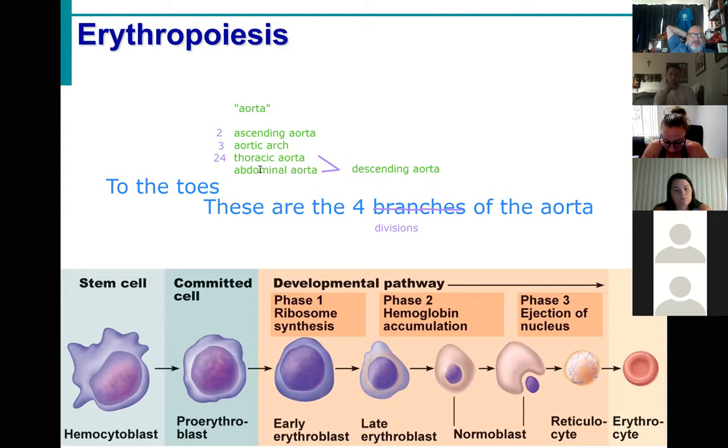And anybody remember how many came off of the abdominal aorta? Four. Well, it's more than four. We had the superior and inferior mesenteric. We had the celiac. We had the two gonadal. We had the two renal.